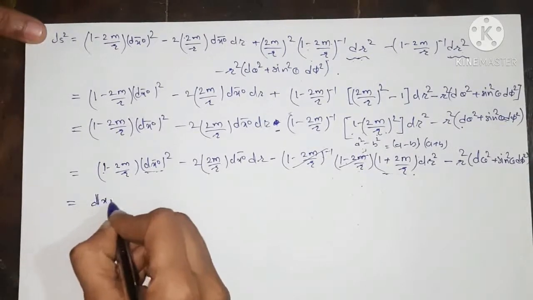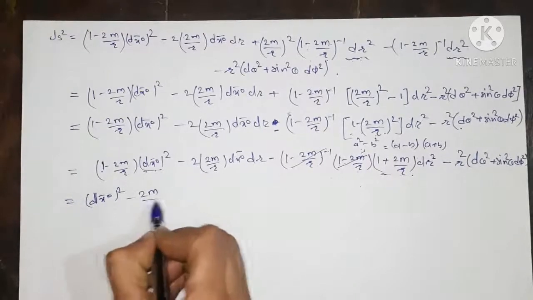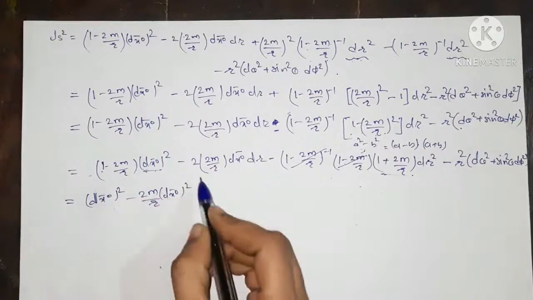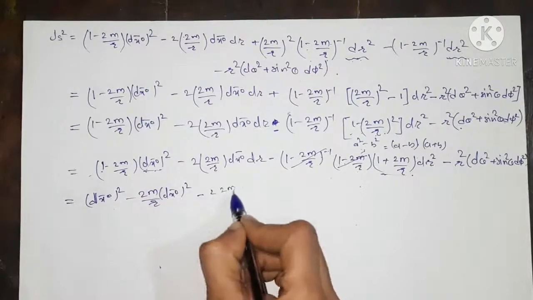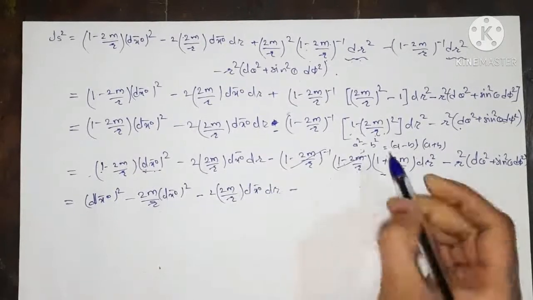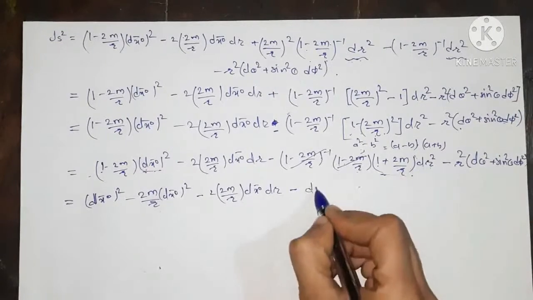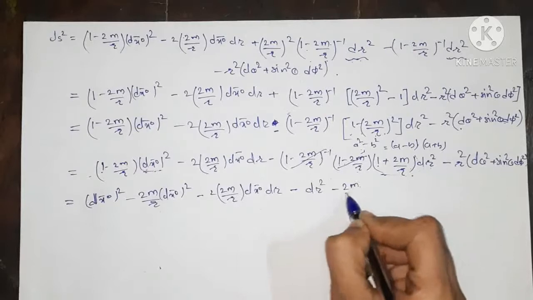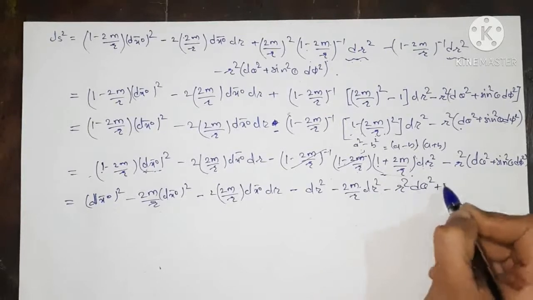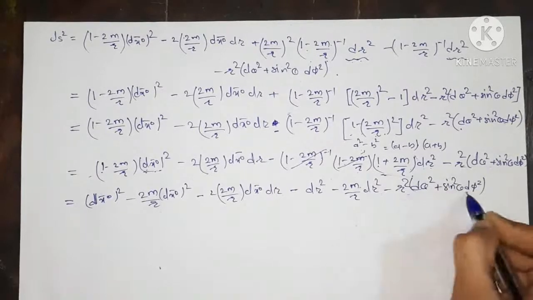So dx0 bar squared minus 2m/r dx0 bar squared. Okay, so we are opening the bracket here, minus 2m/r into dx0 bar into dr, minus is here, we open the bracket by dr squared this bracket. Okay, so it is minus dr squared minus 2m/r into dr squared minus r squared (d theta squared plus sine squared theta d phi squared). That is, this term is as it is.